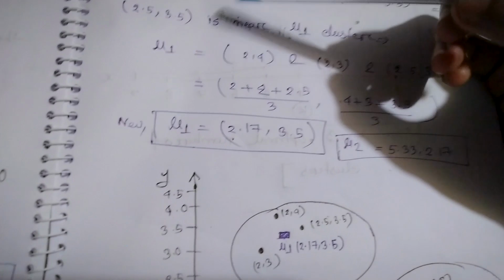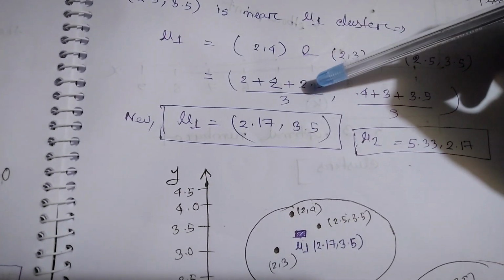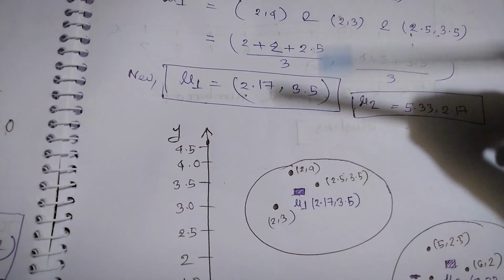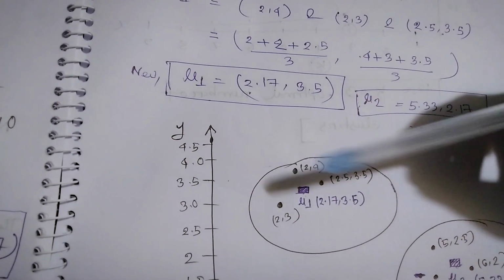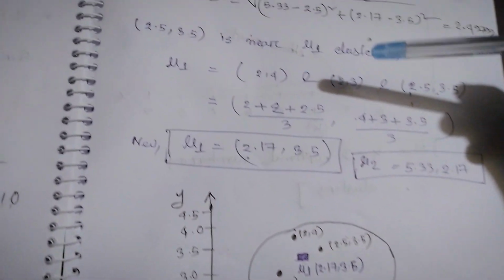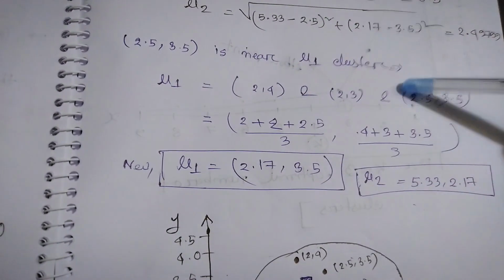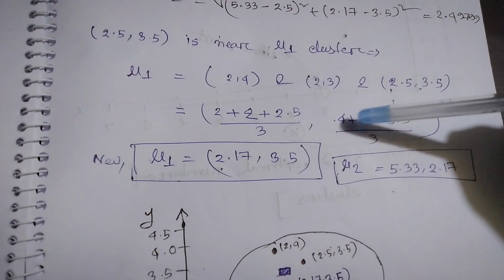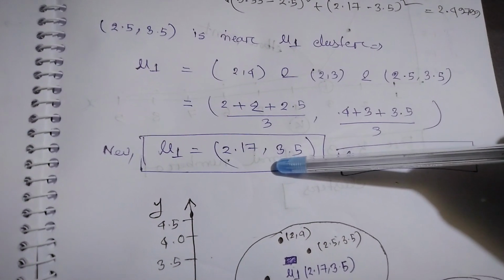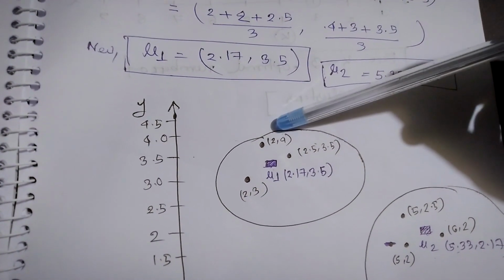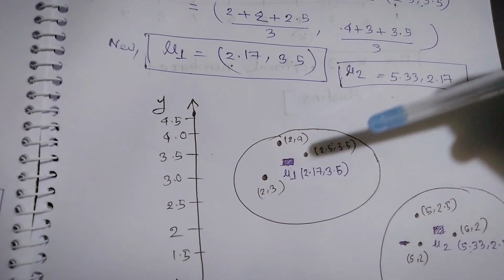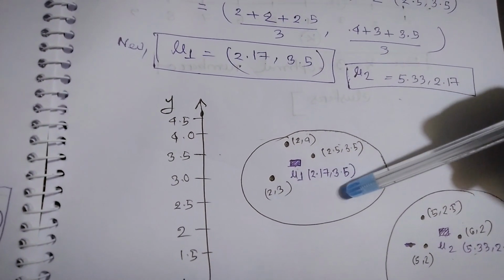2.17 comes from adding 2 plus 2 plus 2.5. If we add all those values and divide by the number of items, which is 3, we get 2.17. This is for x. Now let's find it for y. For these 3 points, we have 4, 3 and 3.5. Adding 4, 3, 3.5 and dividing by 3, the number of items, we get 3.5.